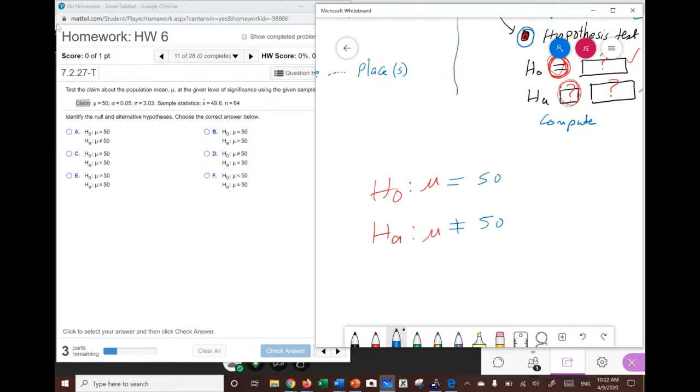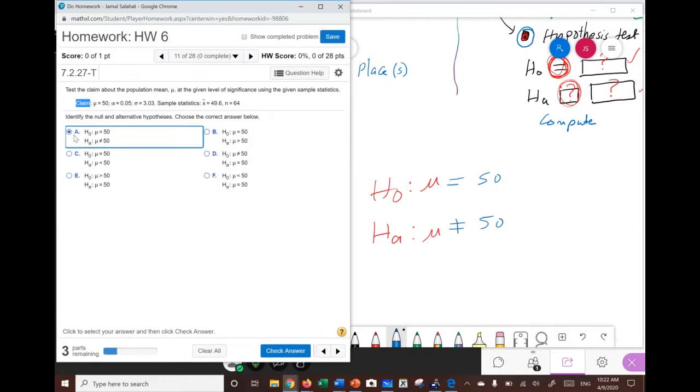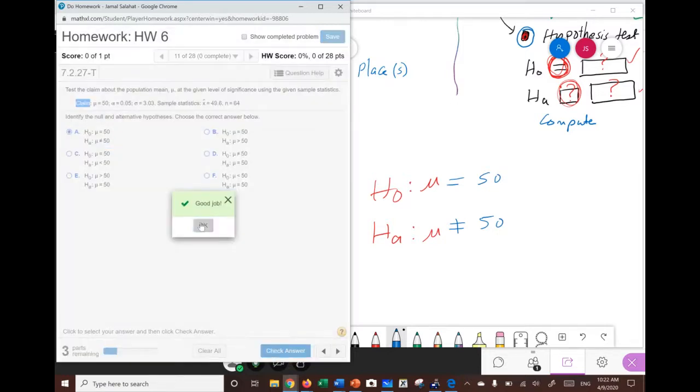And if we compare this to what we have in here, we notice that A is the solution. Excuse me. So A will be the solution. And let's check and see, and that will be a correct answer.